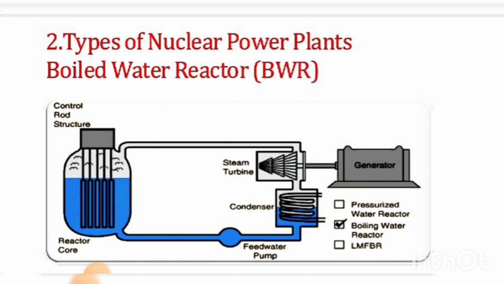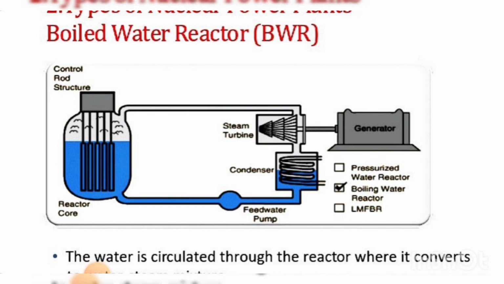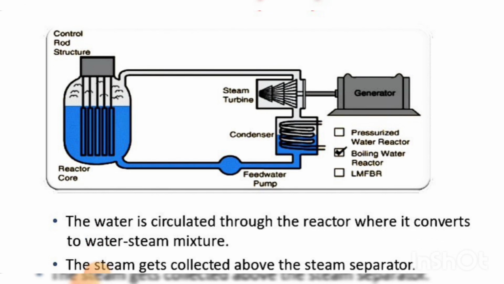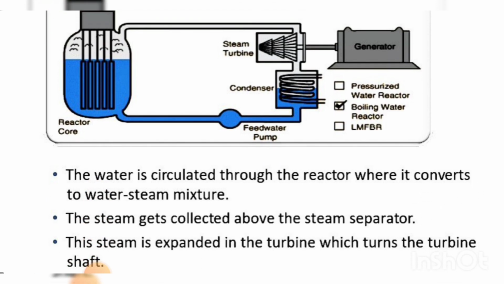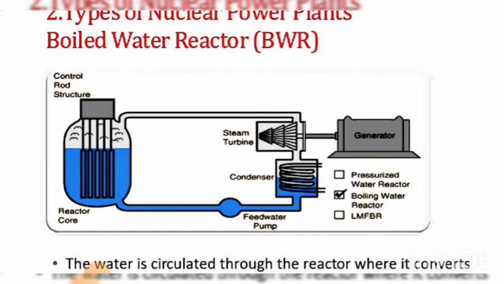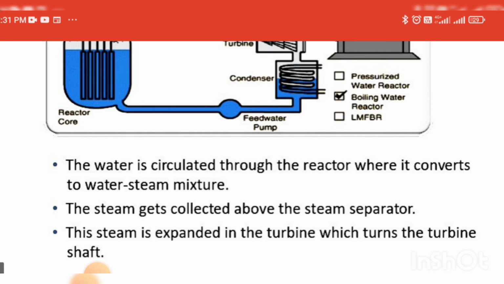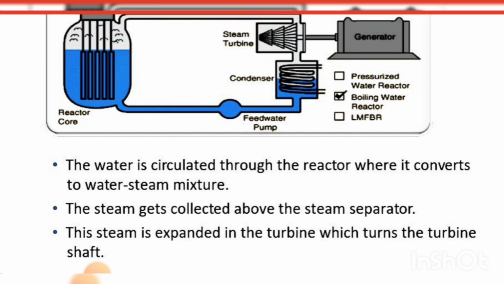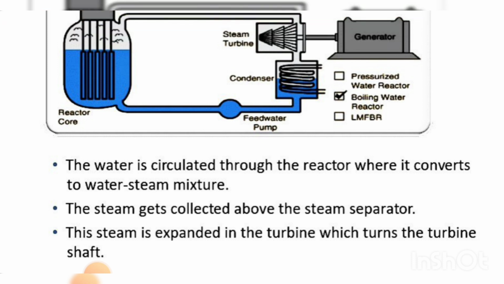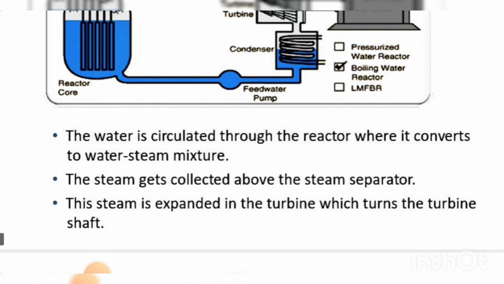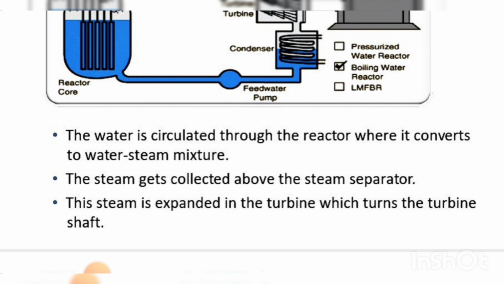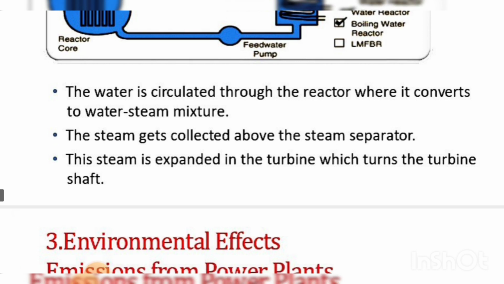We can use a boiling water reactor, known as BWR, as the second type of nuclear power plant. So this is all about the second type of nuclear power plant, that is the boiling water reactor. The water is circulated through the reactor where it is converted to a steam mixture. The steam is collected above the steam separator. The steam is expanded through the turbine, which turns the turbine.